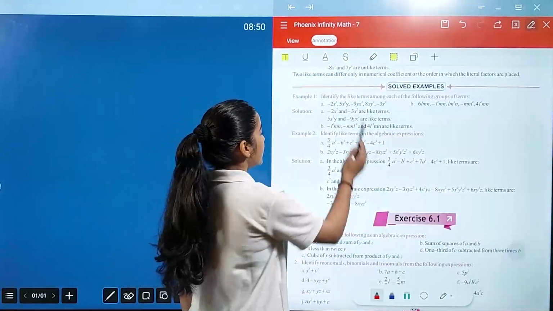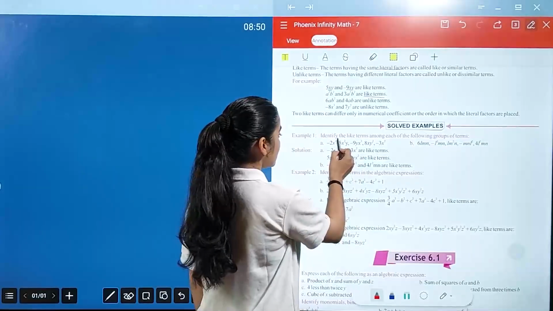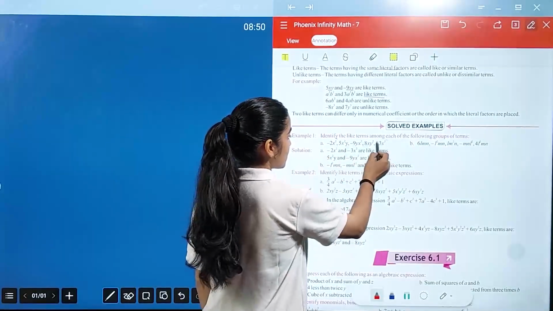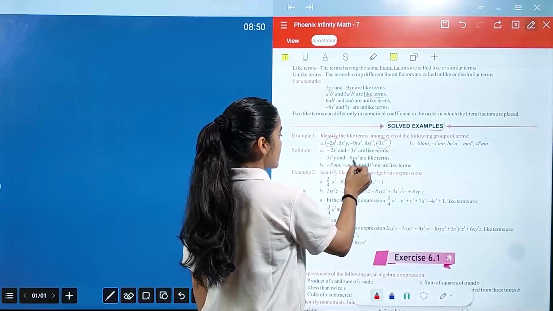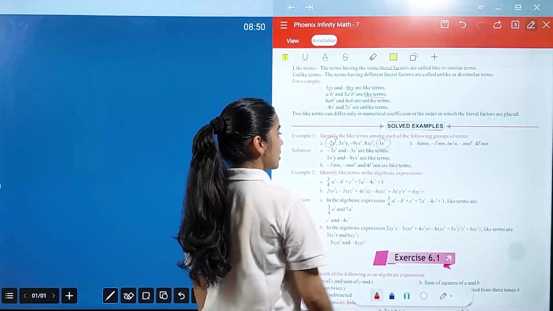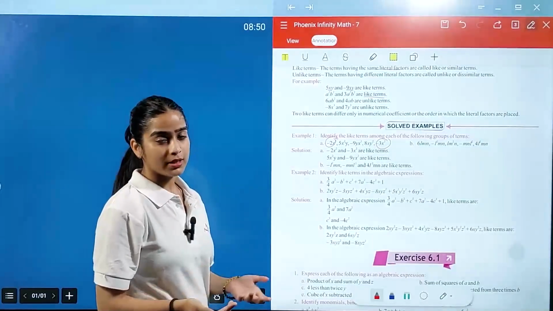Now we have our example. Identify the like terms among each of the following groups of terms. Minus 2x square and minus 3x square are both like terms. 5x square and minus 9y square are not like terms. You just have to examine the same alphabets with the same power. So that is all about like terms.